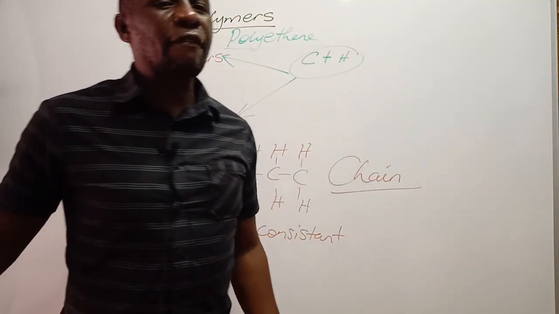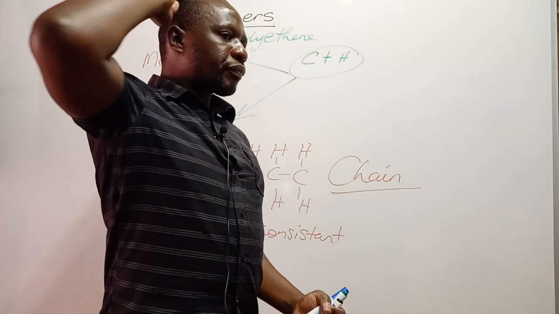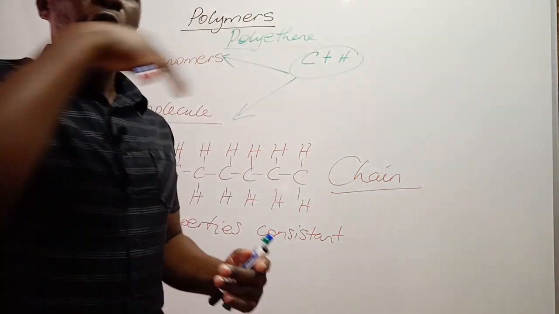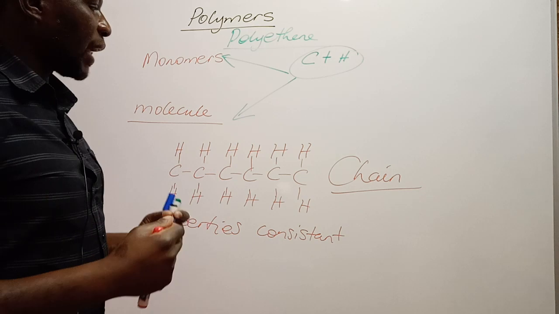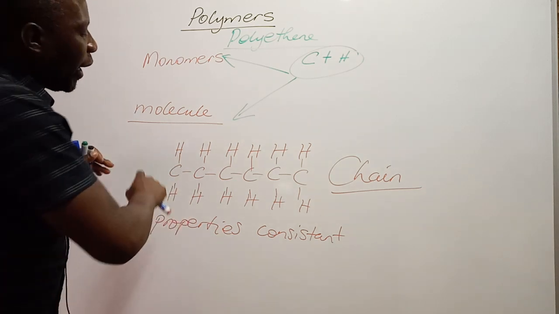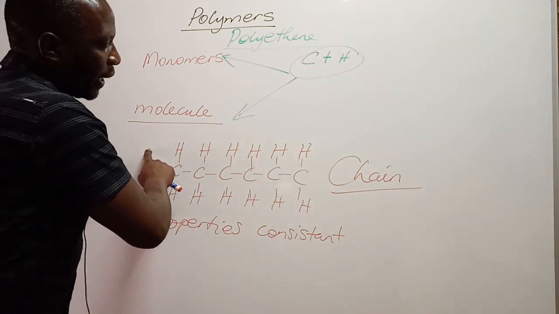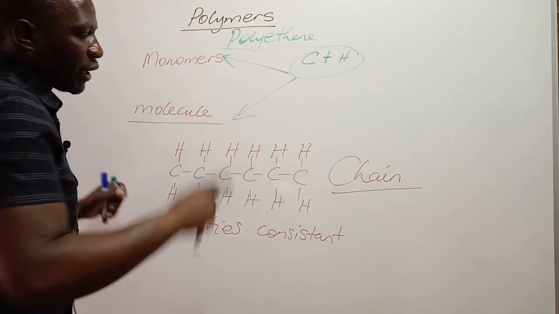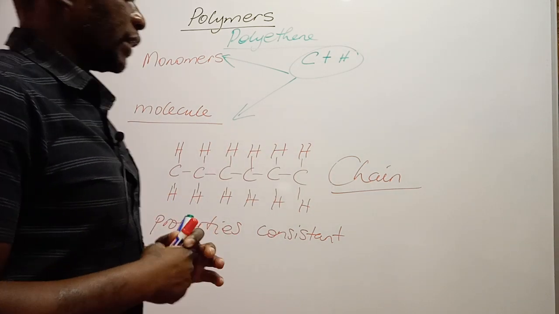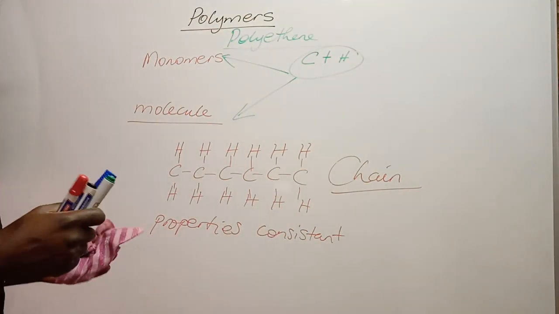You can have a very long plank of wood that will have the same properties. This is achieved by the way that the molecules are joined together. All right, so this is what you must understand about polymers.